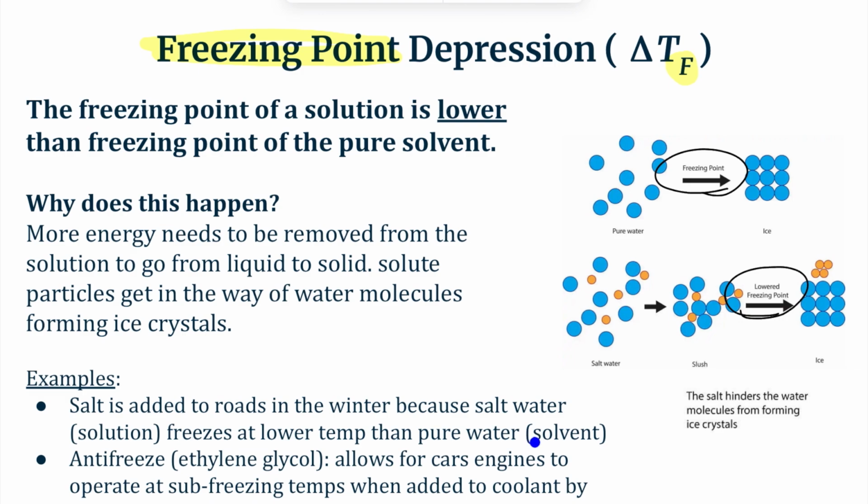And so that means it can get colder without ice freezing on the roads. Another example is antifreeze, which is an additive that you put into your vehicle, and it allows for car engines to operate at sub-freezing temperatures when added to the coolant by preventing that coolant solution from freezing.